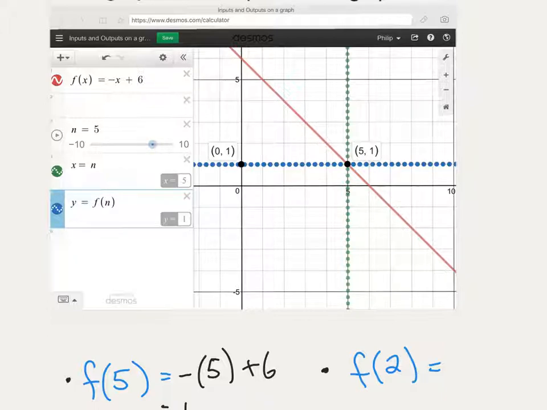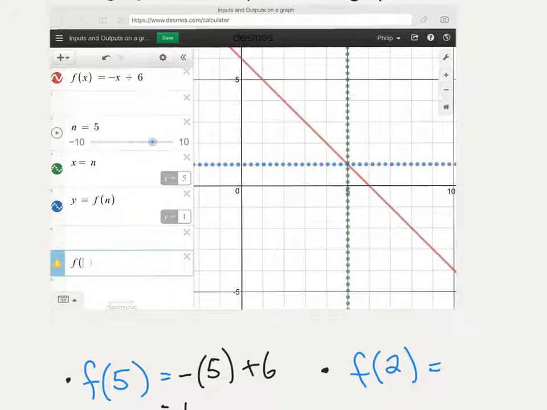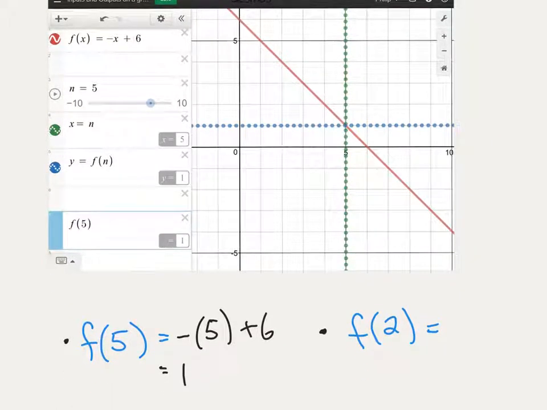Now, if we do have Desmos, a fast way to do this would be to just ask Desmos. I'm going to plug in f of 5, just like the notation that we have down below. This f of 5 is the same as this f of 5. Down here I got an output of 1, and Desmos also tells me that my output should be 1.